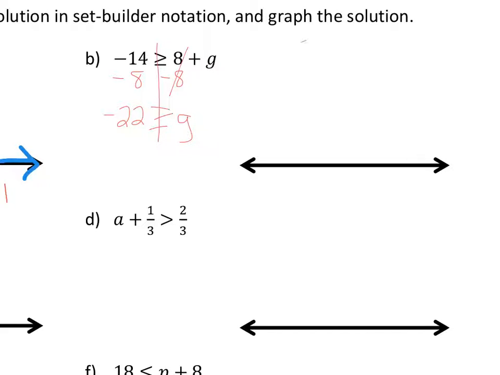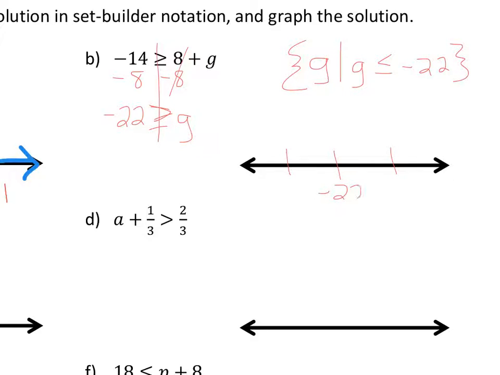So our set builder notation would be g such that. Now, I need to put my variable first. And just follow what the symbol is doing. It's opening towards the negative 22. So it needs to stay that way. So if this were negative 22, it needs to open towards that negative 22. So it's really read, g is less than or equal to negative 22.